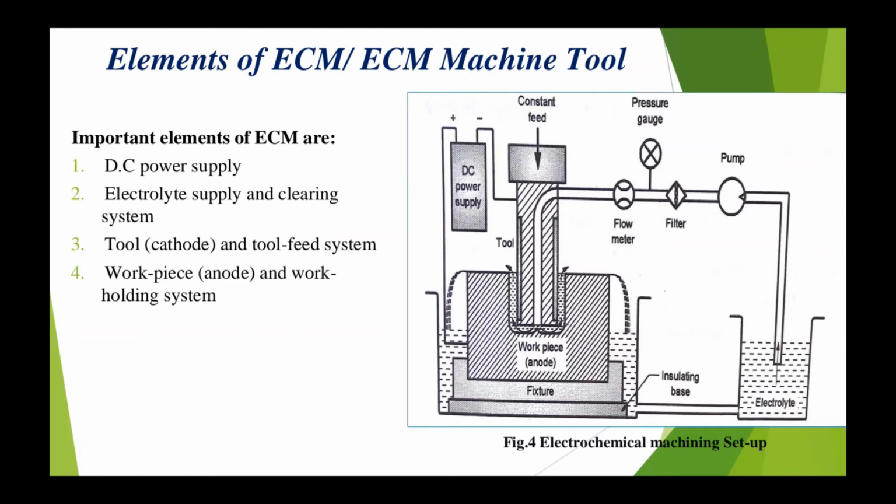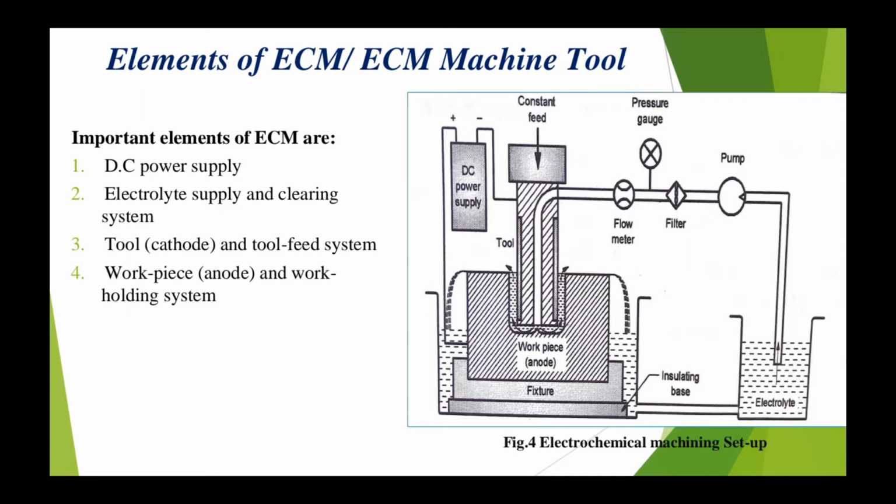So now look at the diagram. Here I have shown the setup. In that we have the different important elements of this electrochemical machine. First, we require a power supply, that is a DC power supply. Then we need the electrolyte supply and cleaning system. Then we should have the tool, that is the cathode, and the tool feed system also. And importantly, the workpiece, that is the anode, and the workpiece holding system. So here you can see all the elements I have shown.